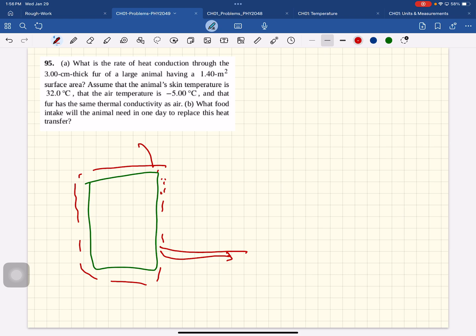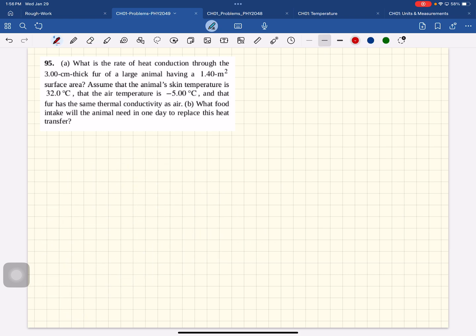Okay? So what is the rate of heat conduction through a 3 centimeter thick fur of a large animal? So essentially, and you'll see in this problem, having a 1.4 meter square surface area, which is a little greater than ours. Assume the animal's skin temperature is 32 degrees Celsius.